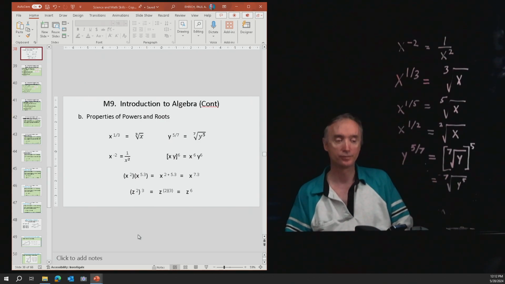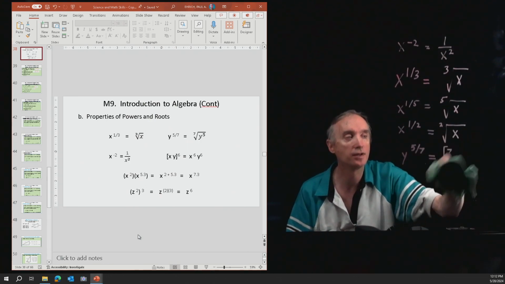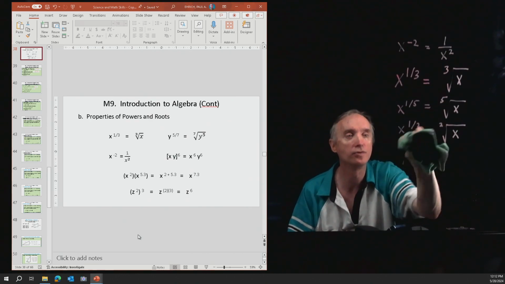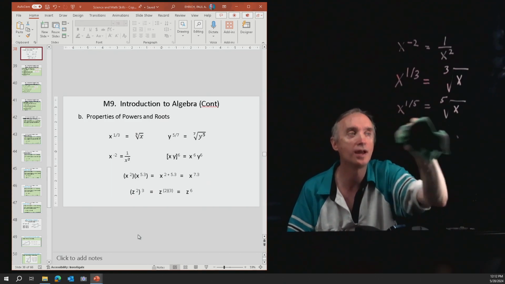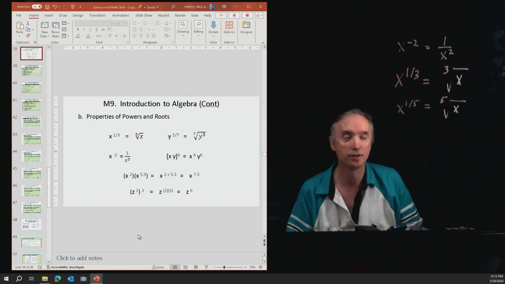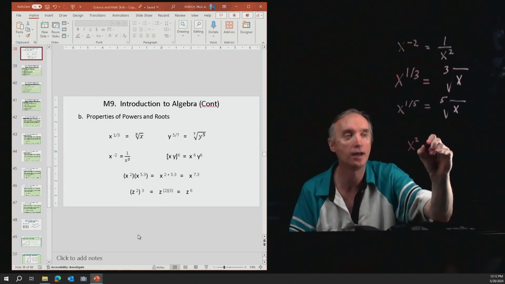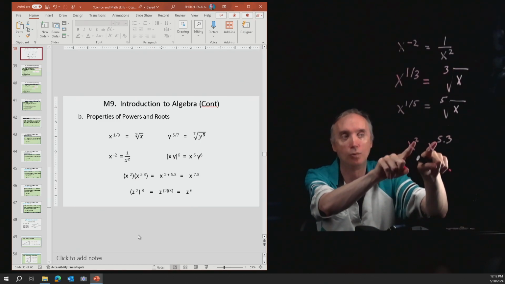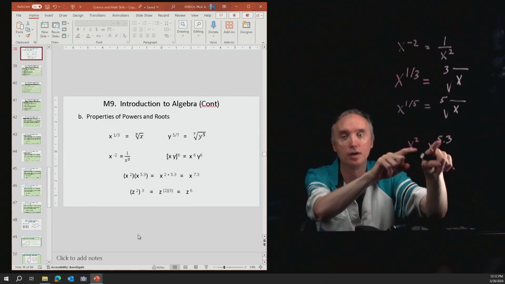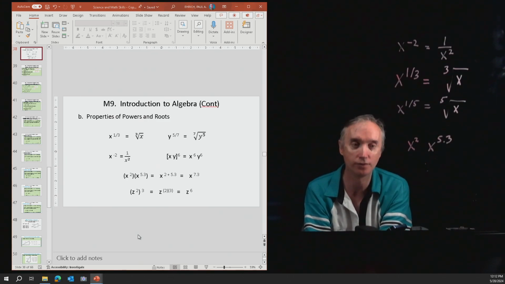Okay, now the next one is very, very important, because sometimes you're going to be multiplying exponentials, and we want to know, what do you have to do to the exponent? So you've got x squared, and then you're multiplying that by x to the 5.3 power. So we're multiplying together two exponentials. What do we do to the exponents? We need to add them. So 2 plus 5.3 is 7.3.